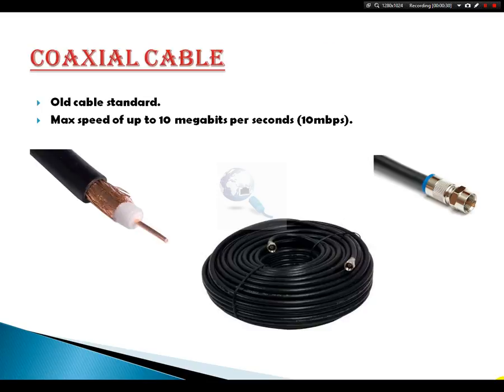The first one, coaxial cable. Now this is an old standard cable, mostly used for TV cables now, not for internet, but it has a max speed of up to 10 megabits per second. There is some debate on the internet that it can go higher, but come on, we all know that these things are mostly used for TV cables now, and hardly anyone is using it for internet.